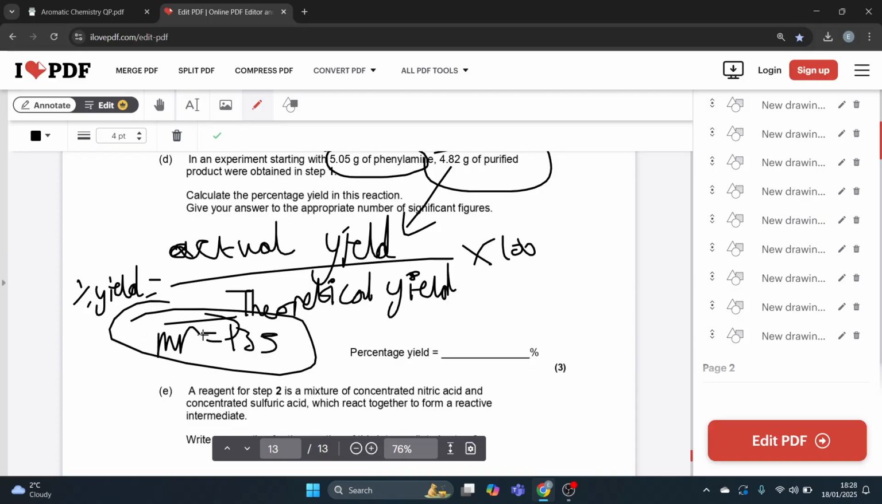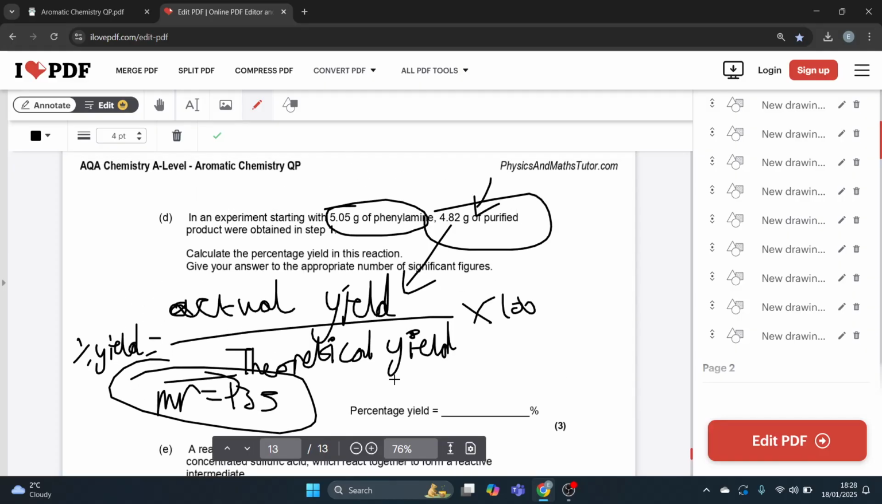The reason being is because I've got the mass of the purified product. I've got the MR. Now I can find out the expected mass, the theoretical yield. That's what I'm trying to find ultimately. I've got the actual yield. I need to find the theoretical yield. So what I need to do first is find out the expected mass. That's what I have to do.